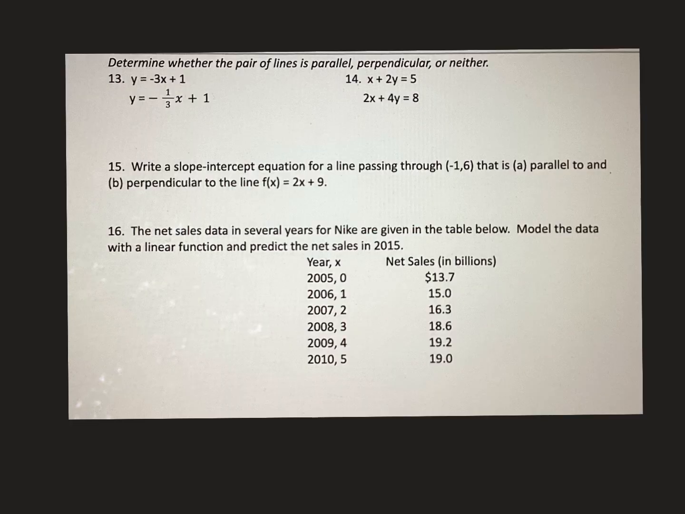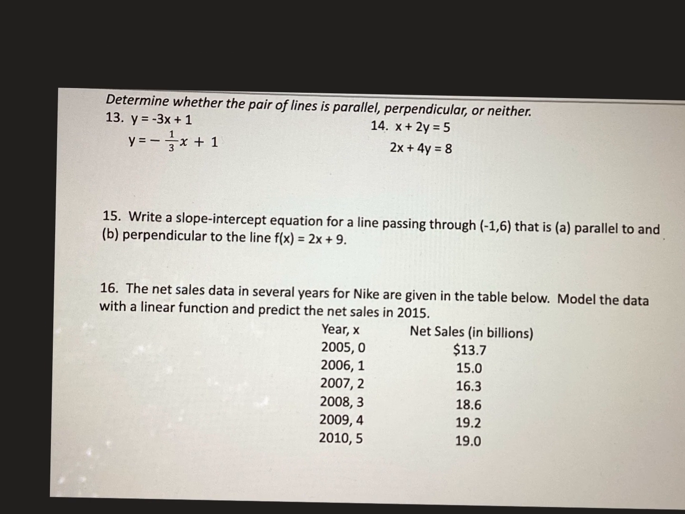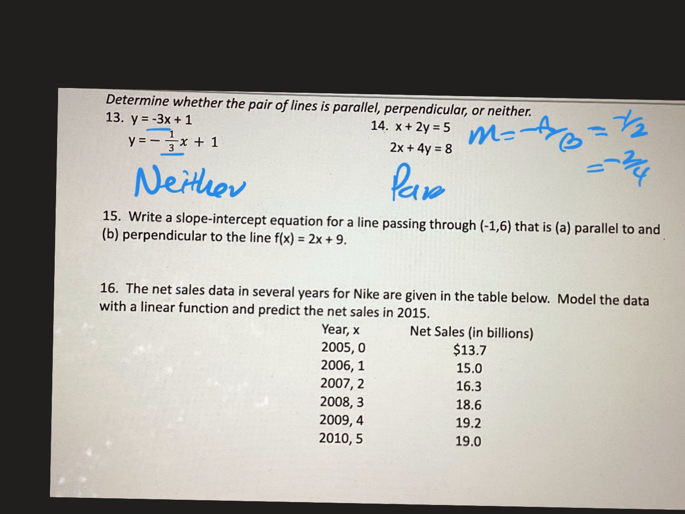At 13 and 14, you're just checking slope. On 13, the slopes are reciprocals, but they're not opposite reciprocals. So that's a neither. They are neither parallel nor perpendicular. The way you do slope in standard form, when you have x on the same side, is negative a over b. So the slopes of both of those lines, the first one is negative 1 over 2. The second one is negative 2 over 4. And those are really the same thing. So that means they are parallel for 14.